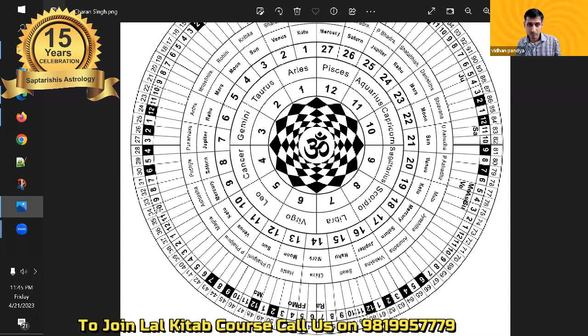So I repeat, the numbers in the outermost circle represent the running years of the life of the native. And if you have a planet placed in any of these years, those years will have significant events.